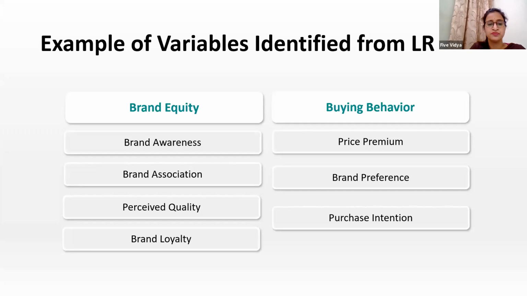variables from literature review. Now you can see on the screen that I have two main variables in this topic, which are brand equity and buying behavior. Now from literature review, we have identified these 4 variables of brand equity and 3 variables of buying behavior. Brand equity has brand awareness, brand association, perceived quality, and brand loyalty. So these are the 4 variables which have been identified from literature review. And for buying behavior, we have these 3 variables: price premium, brand preference, and purchase intention.